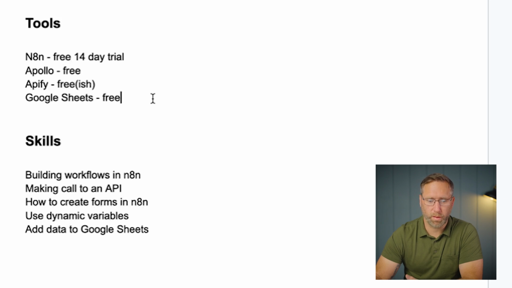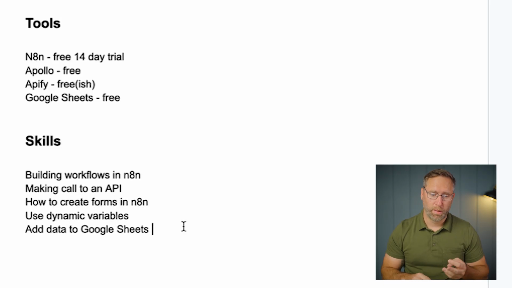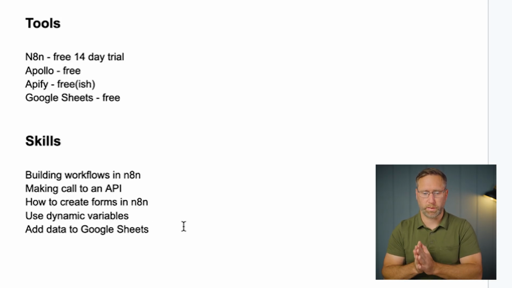So what skills are we going to be building as we walk through this workflow? We're going to be learning how to build workflows in n8n. We'll learn how to make calls to an API. We'll learn how to create a form in n8n. We'll learn how to use dynamic variables, and finally how to add data to Google Sheets.